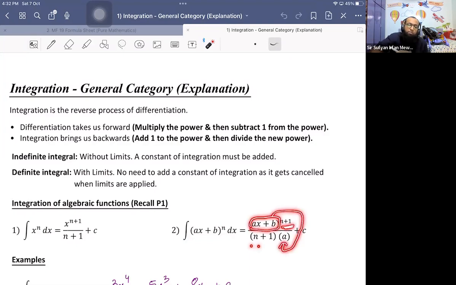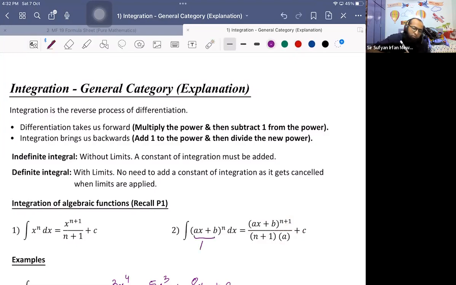But even in AS, we studied that the function inside the bracket will always be a linear function. That is why I have not written f(x). I have written ax plus b, just to let you all know that the function will be a linear function.